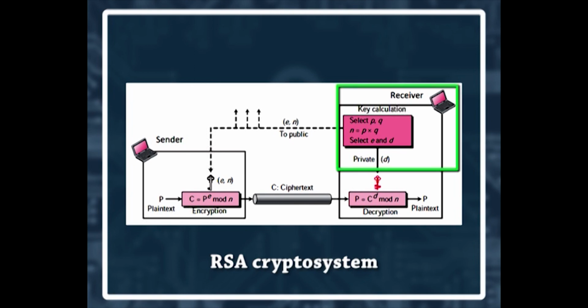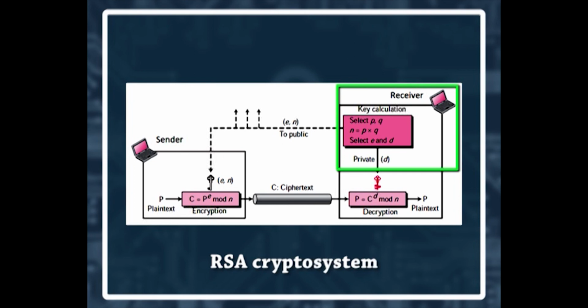As shown in the figure, the receiver chooses two large numbers p and q and calculates n = p × q and φ = (p − 1) × (q − 1). The receiver then selects e and d such that e × d mod φ = 1. The receiver advertises e and n to the community as the public key. The receiver keeps d as the secret key.